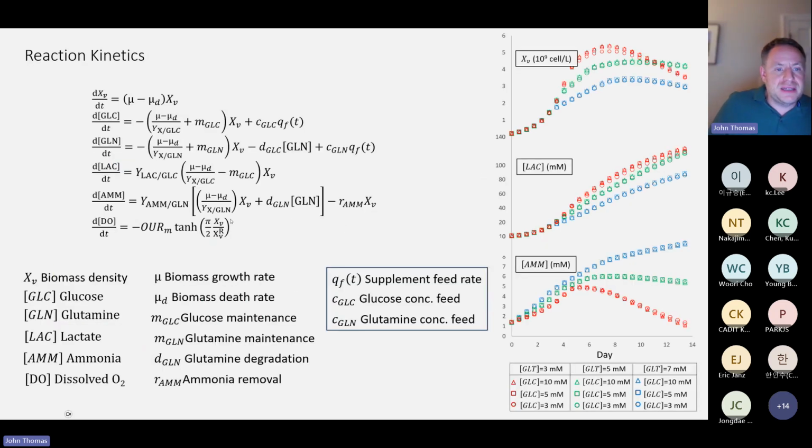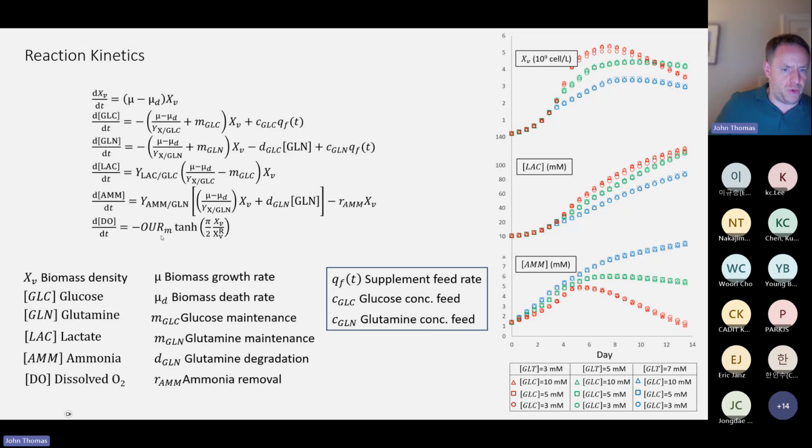So here are some modifications we're making to this code. We're going to be adding on to those equations a glucose feed and a glutamine feed. So QF is the time evolution of the nutrient feed rate, and the concentration of glucose and the concentration of glutamine are the concentration of those species in the feed. Again, lactate and ammonia don't have a feed. They're not being added externally. They're being produced directly by the metabolism.